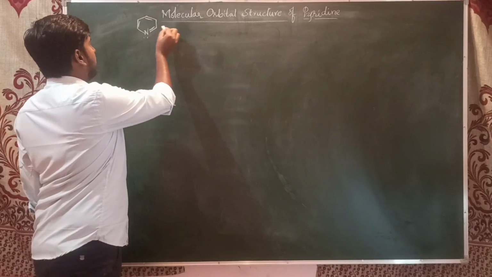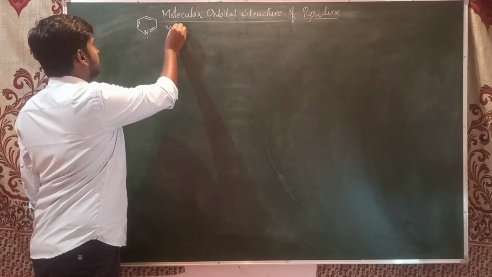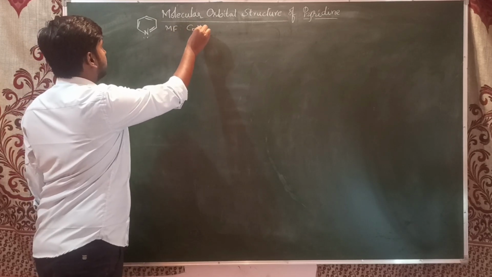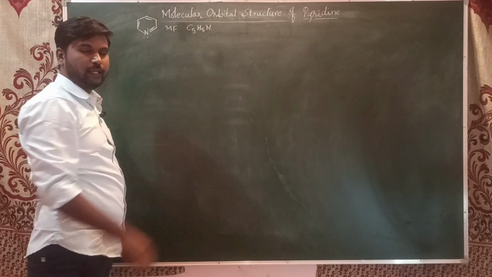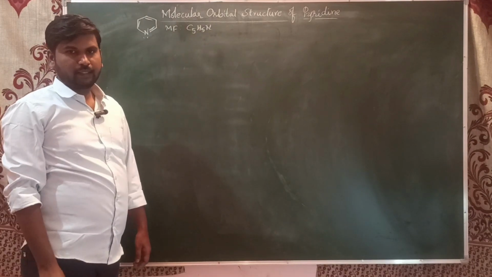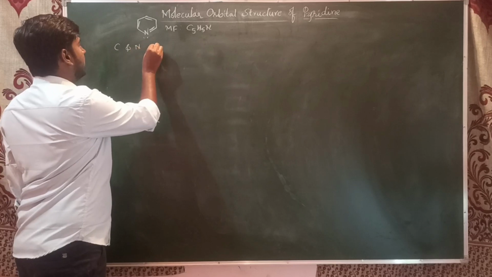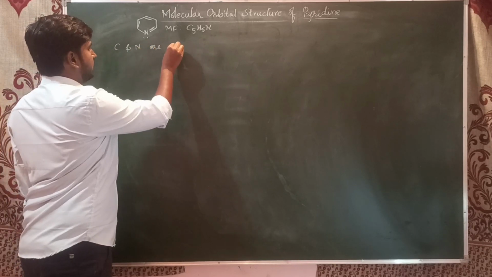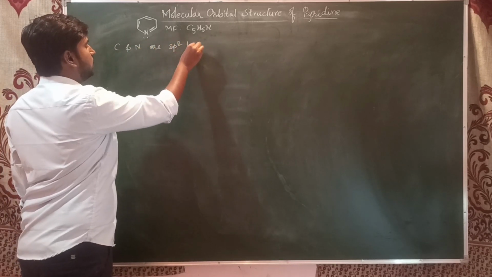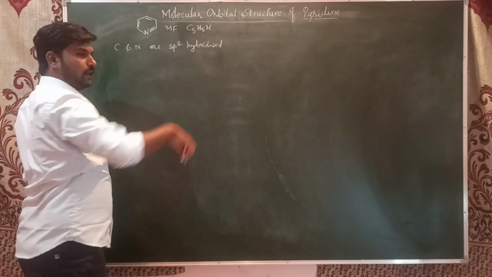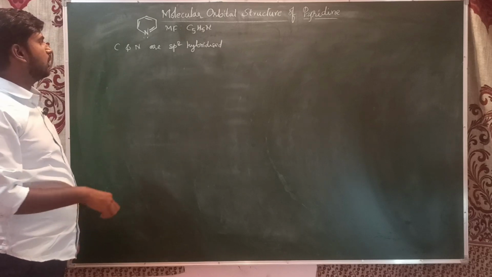If you write the molecular formula of pyridine, that is C5H5N. As usual, here also both carbon and nitrogen are sp2 hybridized. Both are sp2 hybridized. You all know the electron status when they are sp2 hybridized.